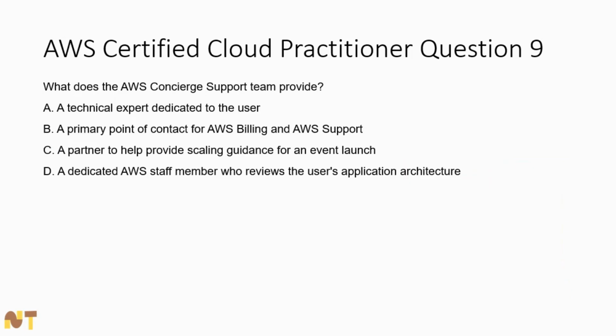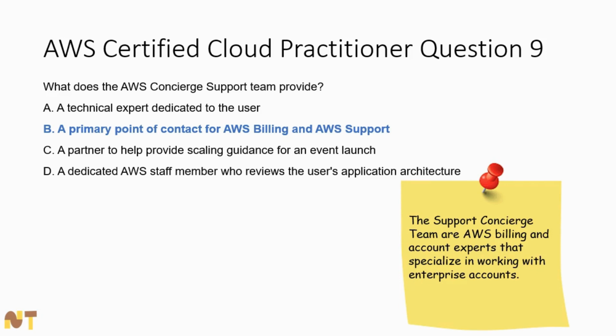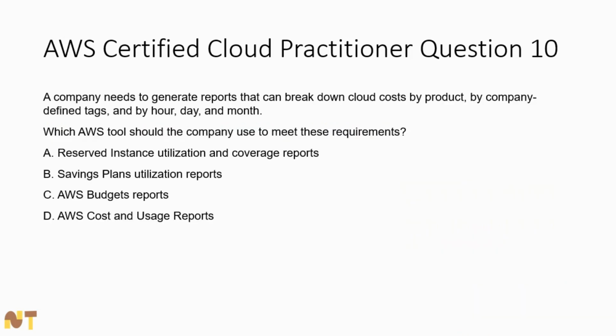What does the AWS Concierge Support Team provide? Options are A. Technical expertise dedicated to the user, B. Primary point of contact for AWS billing and support, C. A partner to help provide scaling guidance for an event launch, and D. A dedicated AWS staff member who reviews the user application architecture. Correct answer here is B. The support concierge team are AWS billing and account experts that specialize in working with enterprise accounts. Moving on to the next question.